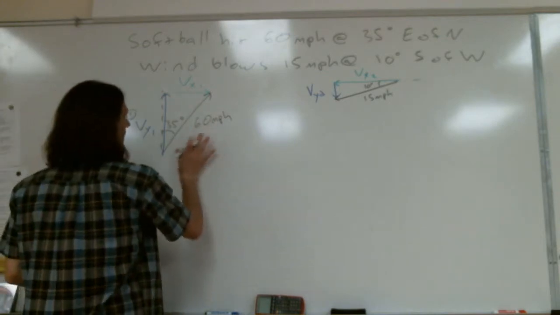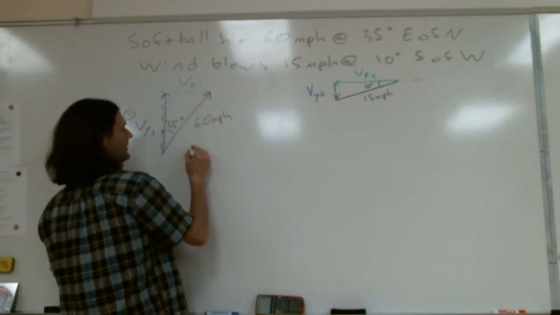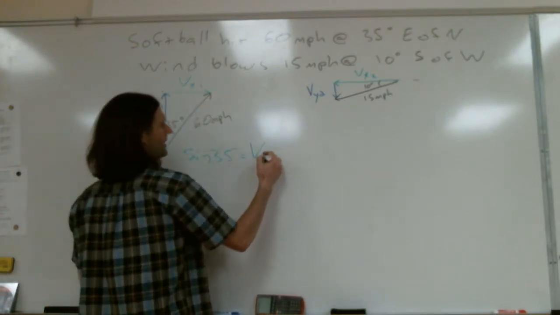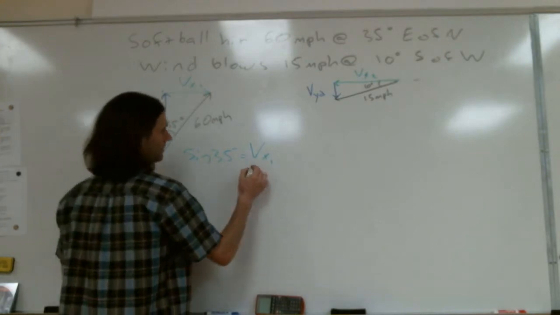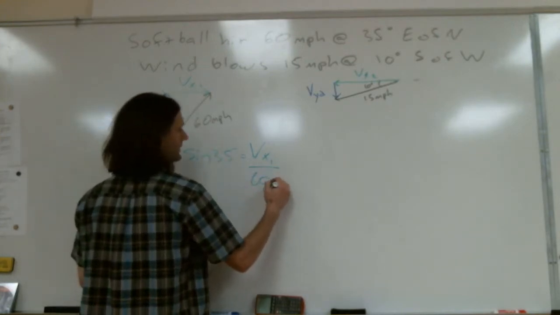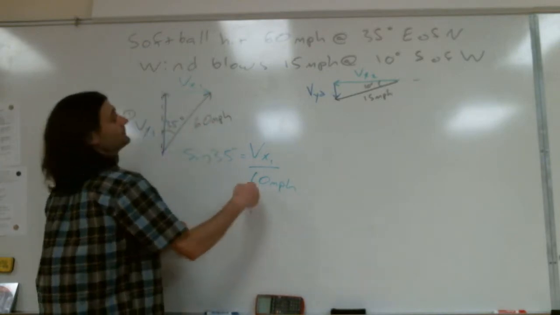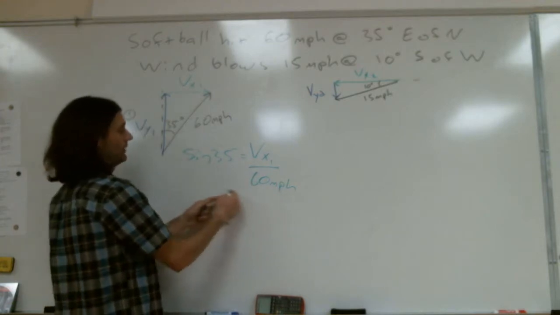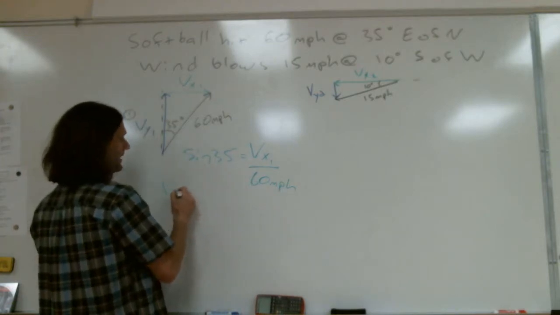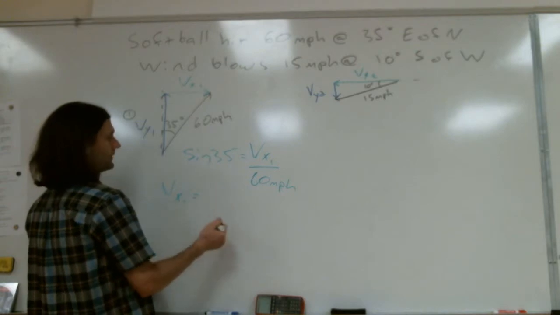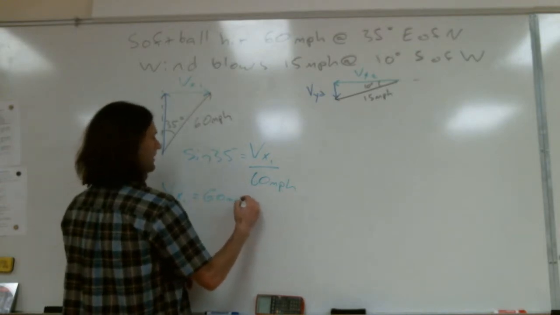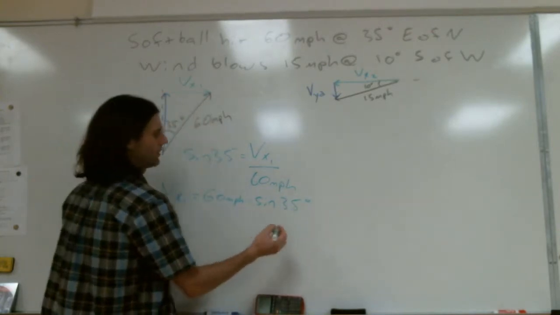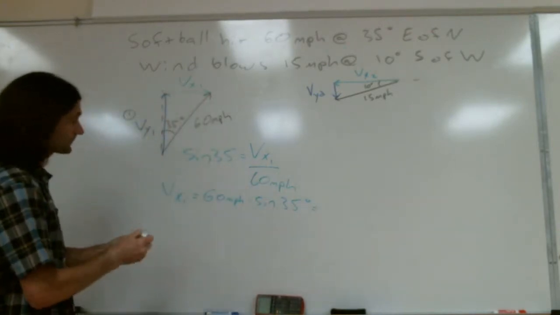And so for Vx1, it's going to be the sine of 35 is equal to our velocity in the x of the first arrow divided by the hypotenuse of 60 miles per hour. So to solve for the velocity of the x component, I'm going to multiply by 60. So the Vx of the first vector is 60 miles per hour times the sine of 35 degrees. And that'll equal something, I don't know yet.